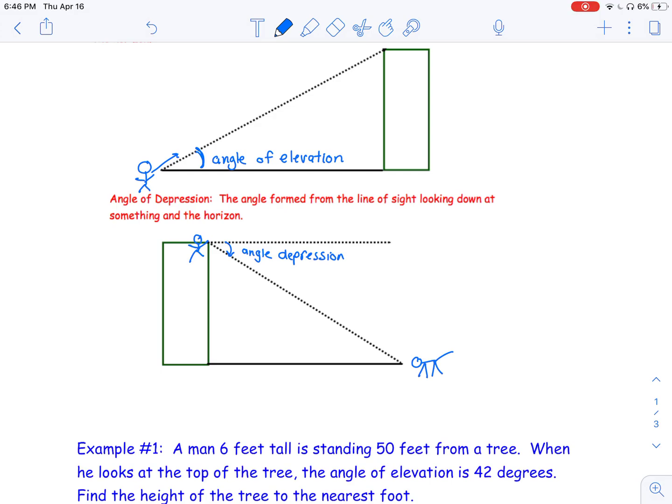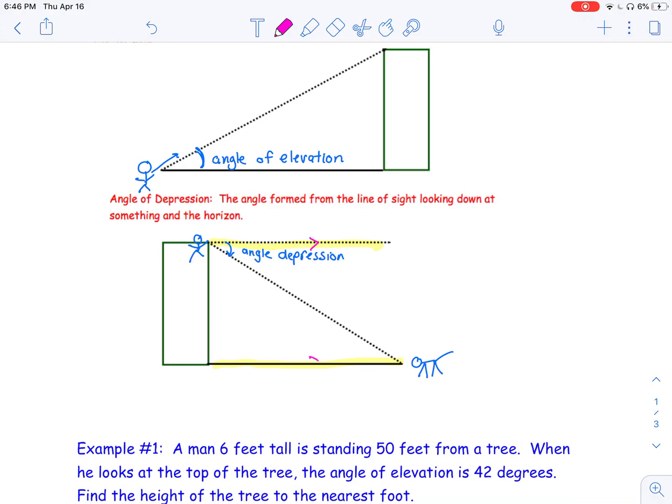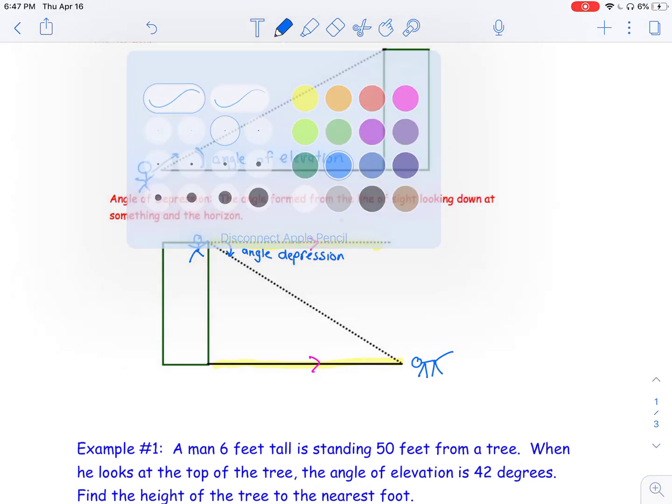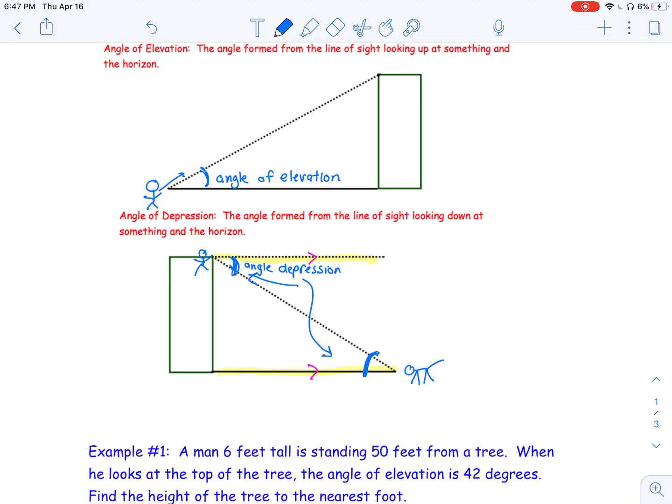Now if we think about it, this here is my sight line out, and this is the ground. These two things are parallel. These are parallel lines. And last year you learned about alternate interior angles. I don't know if you remember that. What we know about alternate interior angles is that this angle here is congruent to this angle here. So the angle of depression is also this angle. These two things are congruent. And you'll see that I'll mark it on our figures.